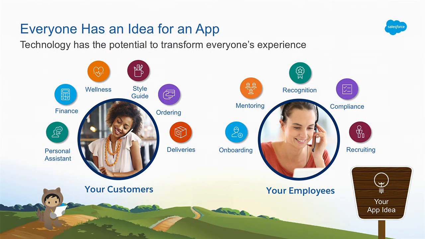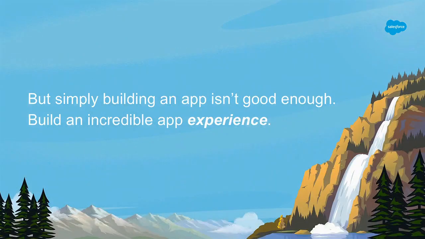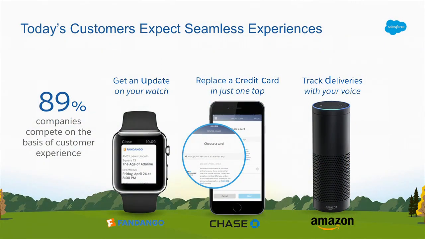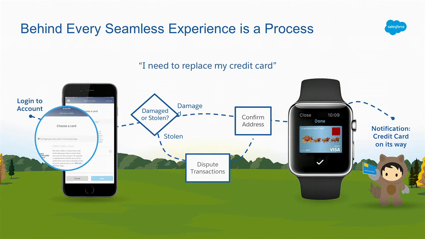So we are in the Fourth Industrial Revolution, is that what we want to call it? But everybody has an idea for an app, how to make their life better, how to make their employees' lives better, their customers' life better. But building an app isn't enough if you have a different app for your customers and your service reps and your salespeople. And everyone wants a seamless experience, whether that's on their watch, their phone, their voice device. So we want to build apps, and we use processes to make sure everyone has the same app.